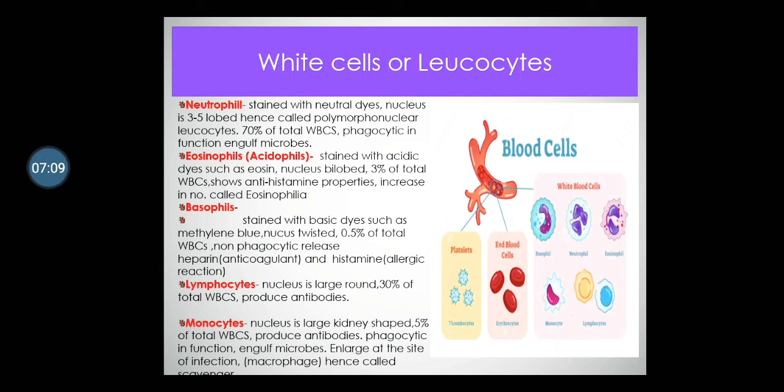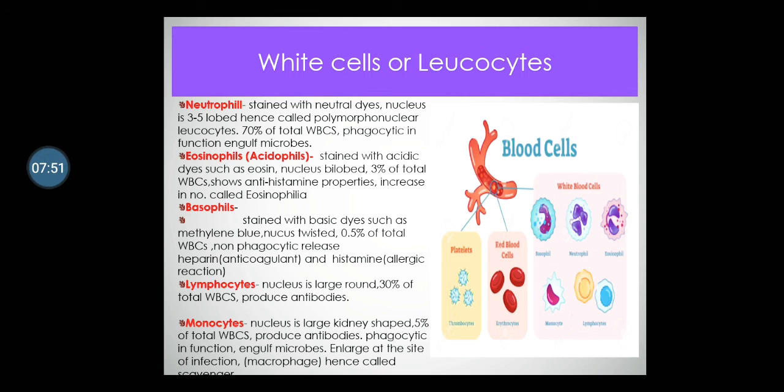Let's see white blood cells or leukocytes. There are 5 types of WBC present in the body. First one, neutrophils. They stain with neutral dye, nucleus has 3 to 5 lobes, hence called polymorphonuclear leukocytes. 70% of total WBC are neutrophils, phagocytic in function and engulf microbes.